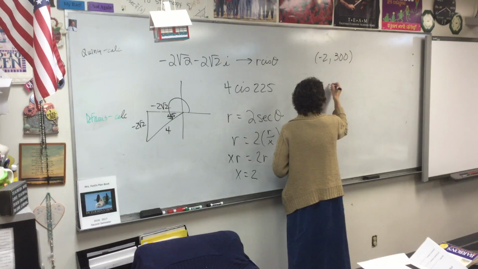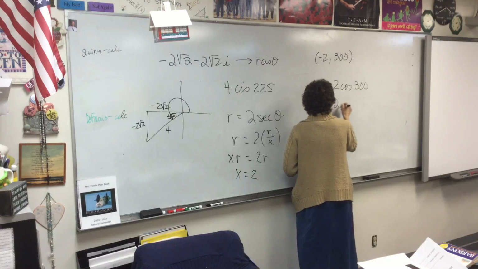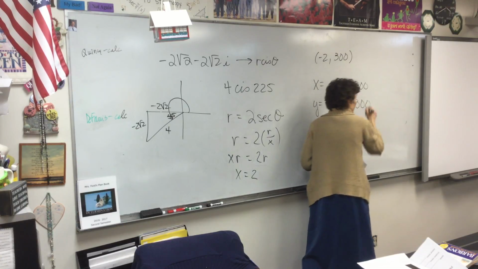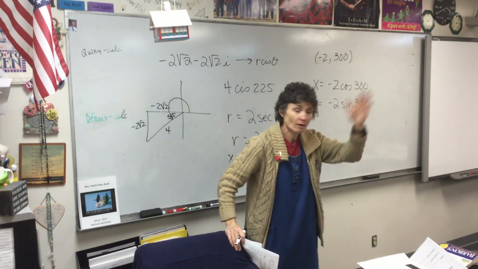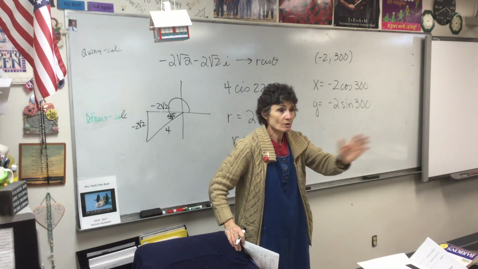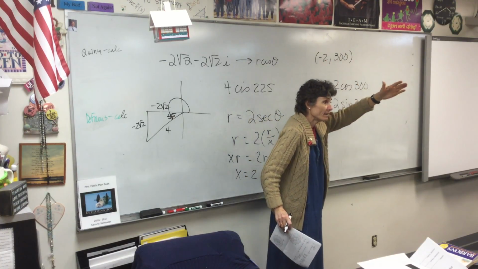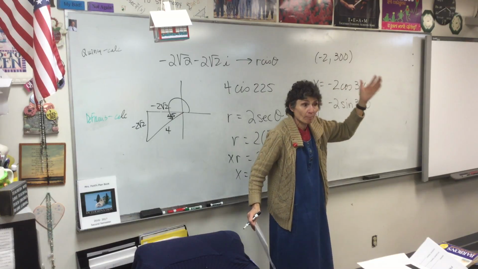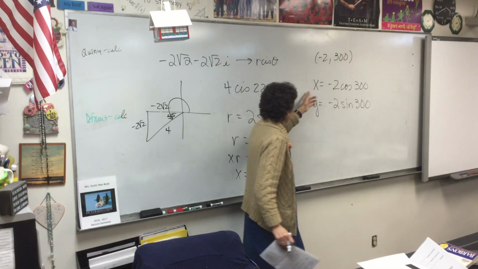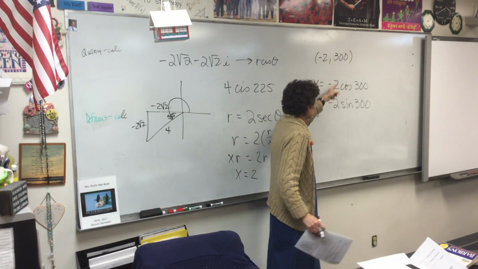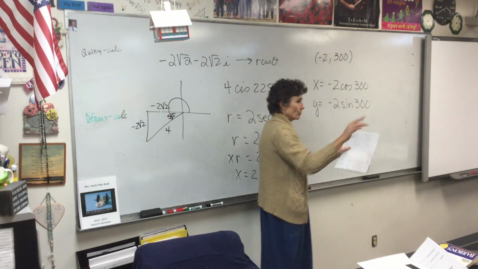x equals negative 2 cosine 300. y equals negative 2 sine 300. Kids, I can't impress upon you enough: x equals r cosine always. y equals r sine always. Now, if you want to change this point, go ahead. It's extra work that's going to accomplish nothing, but you can do it. x is going to equal r cosine. So now, if I'm using a calculator, I just type that in.